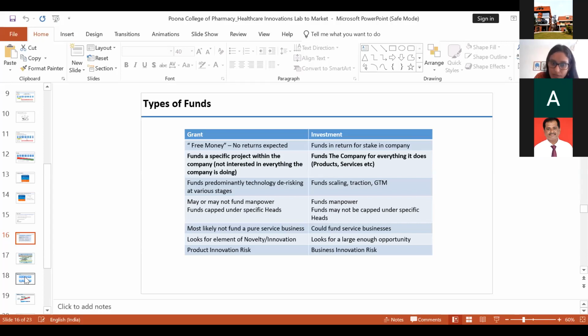They tend to fund product businesses. And they also look for an element of novelty, of innovation. Now, grants are willing to bear the technology development risk. That means product innovation risk.